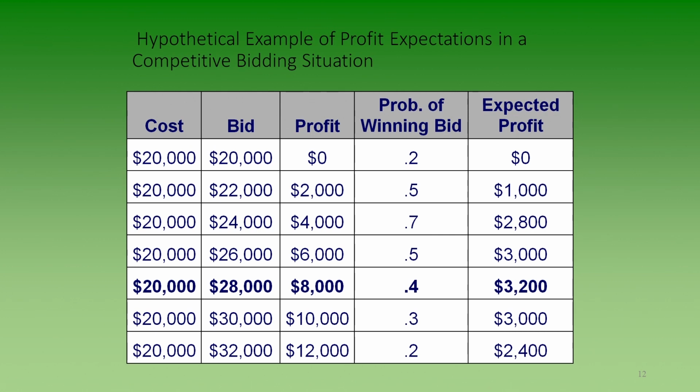At the next level, which is 28,000, the profit is 8,000, and the probability of winning may go down a little bit, to 0.4 or 40%, but we get the highest level of expected profit, which is $3,200. So, normally with this kind of computation, we will not set the price at 10,000, we will not set the price at 12,000, because the probability of winning will be very low at that level, and we will not set at 4,000, because though the probability of winning will be more, the profit level will be too low. So, the net result will be lower.